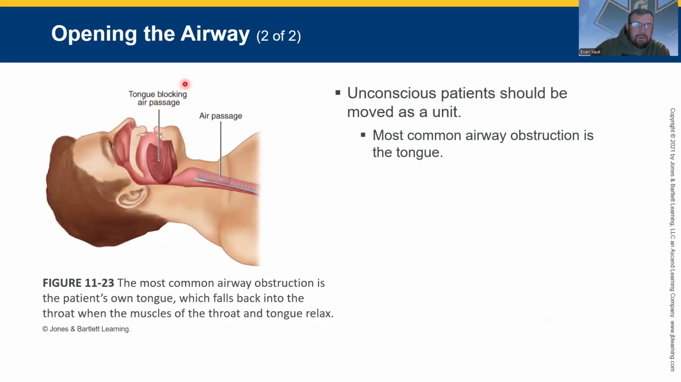Here's a perfect picture. That tongue has fallen back. He's unresponsive, so everything relaxes. When we go unresponsive, our body relaxes, and the tongue is a muscle. It falls to the back of the throat and blocks our airway. That's why we use the non-traumatic head tilt chin lift, or, with possible spinal or neck injury, the traumatic jaw thrust maneuver.